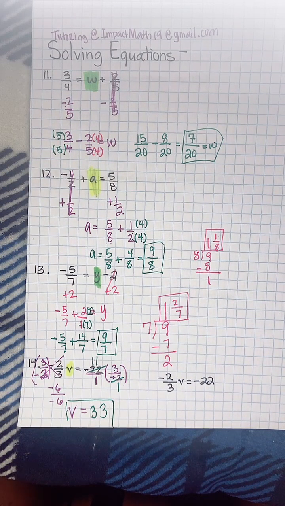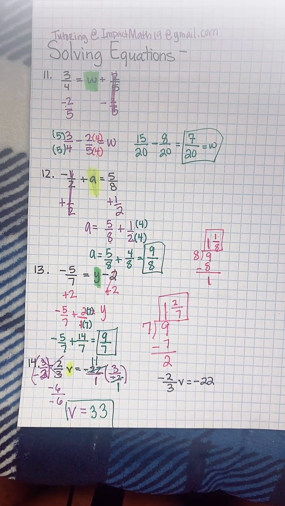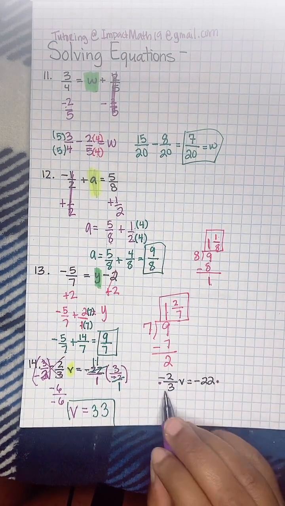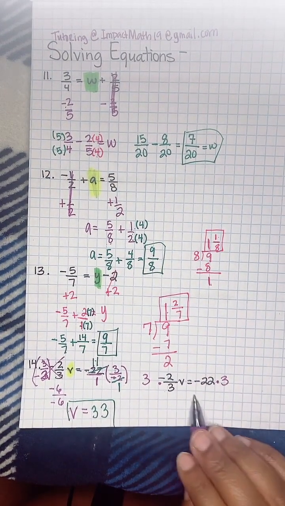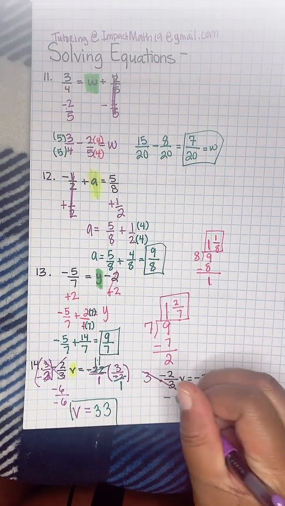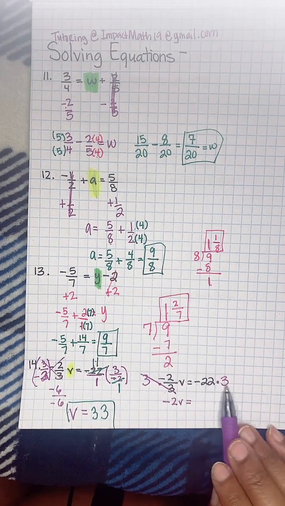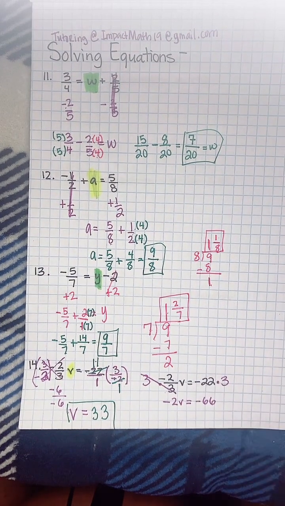Maria. So first I want to get rid of this 3. I'm going to multiply both sides by 3. Let's just do that first, okay? Because I want to get rid of this 3 in the bottom. So I'm going to cancel the 3's. And then I get negative 2v equals negative 22 times 3, which is negative 66.